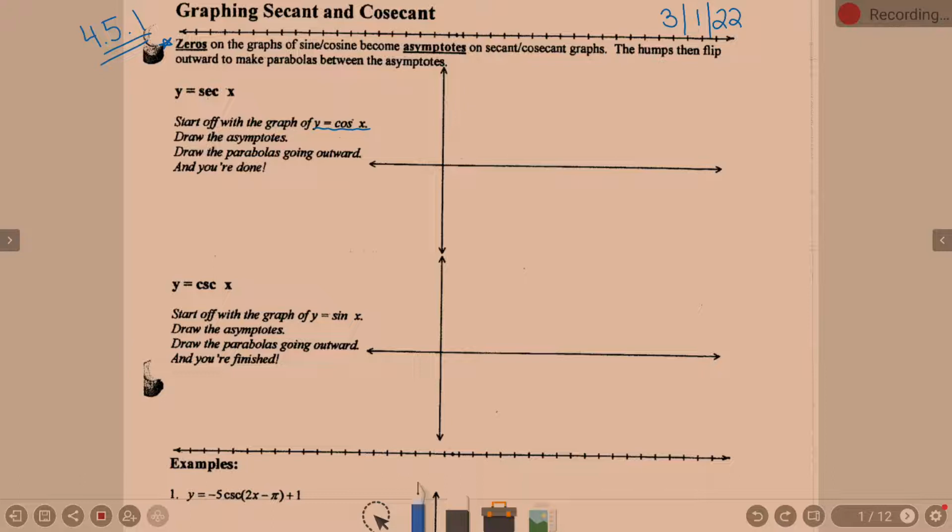So if we're graphing cosine, what's a basic cycle of cosine look like? 2 pi. Goes from 0 to 2 pi. With 0 to 2 pi, I'm going to go ahead and label the middle as pi. And then when I label the middle of those halves, the middle of 0 and pi is pi over 2. The middle of pi and 2 pi is 3 pi over 2. Old news, right?